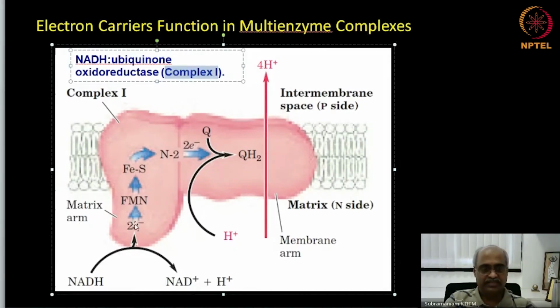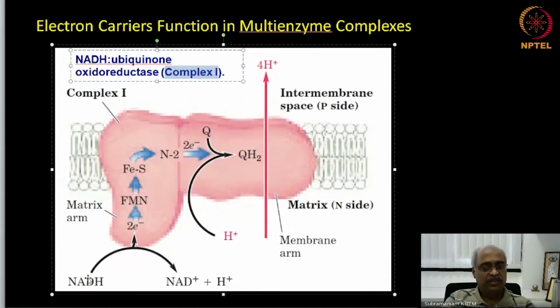This is the matrix side. Remember the structure of the mitochondria that I drew in the first slide. The innermost space is the matrix. This is the inner membrane. This is the intermembrane space. P side means positive side because protons get transferred across. And because of that, this is relatively negative to the intermembrane space. So that's why this is called N side.